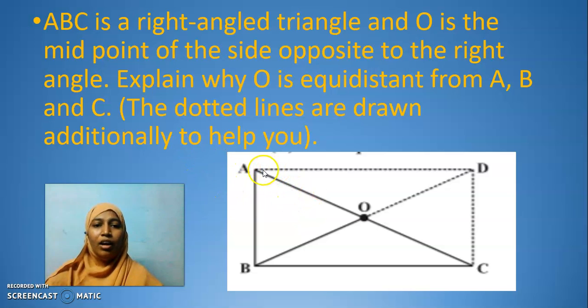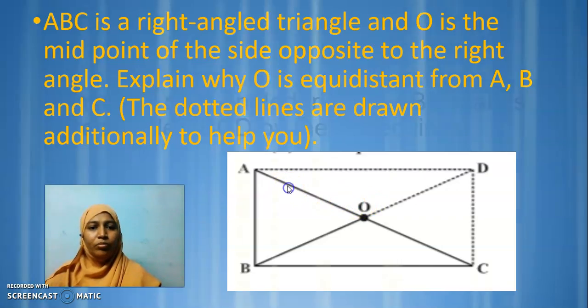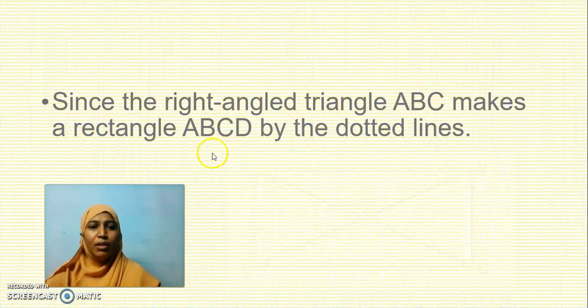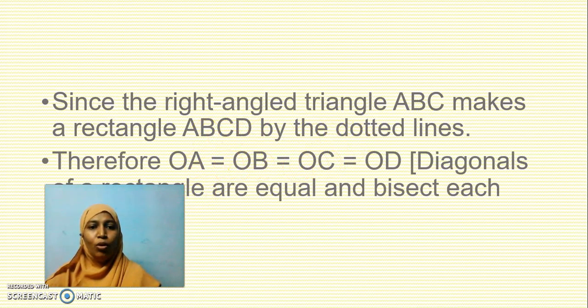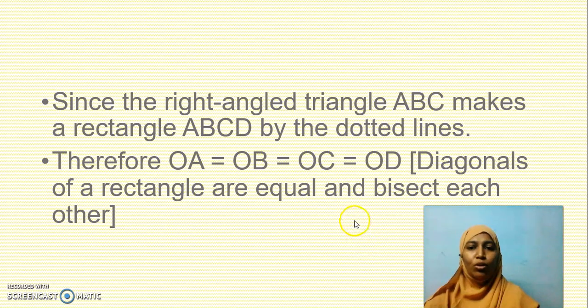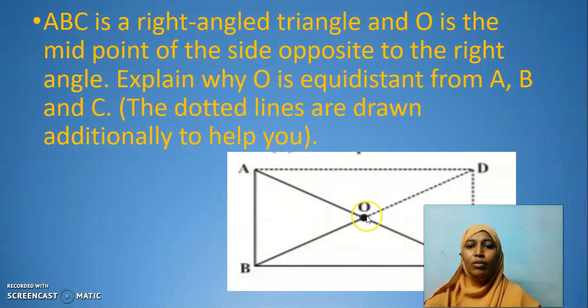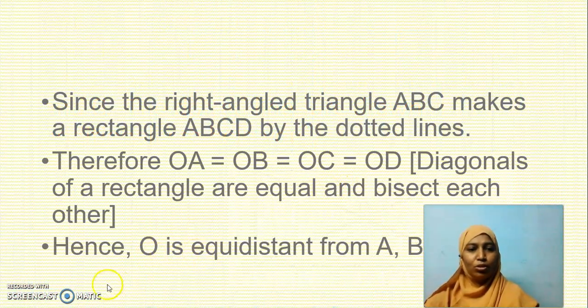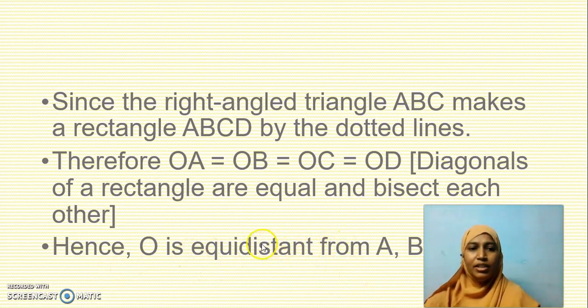To prove it, they have helped us with these dotted lines making a rectangle. How to prove it? Since the right angle triangle ABC makes a rectangle ABCD by the dotted lines, OA is equal to OB is equal to OC is equal to OD. Diagonals of a rectangle are equal and bisect each other. This is the important point. See here, they bisect each other. So OA is equal to OB is equal to OC is equal to OD. That's all. With that statement, we completed the solution. Hence, O is equidistant from A, B and C.